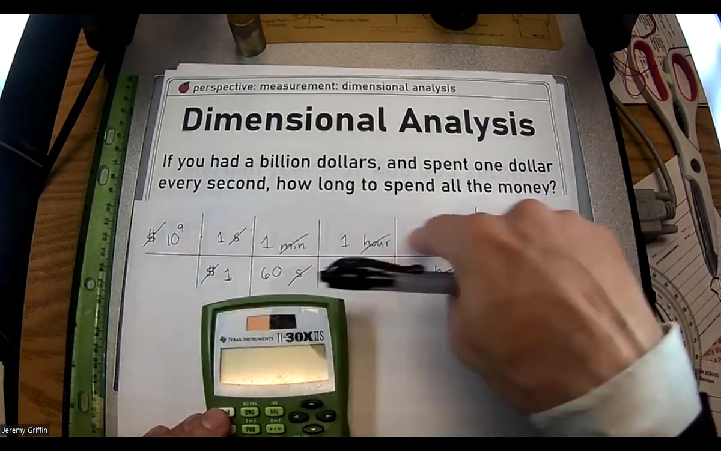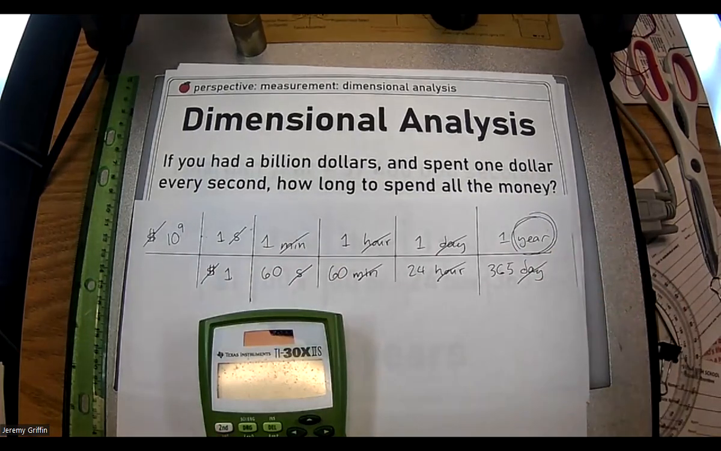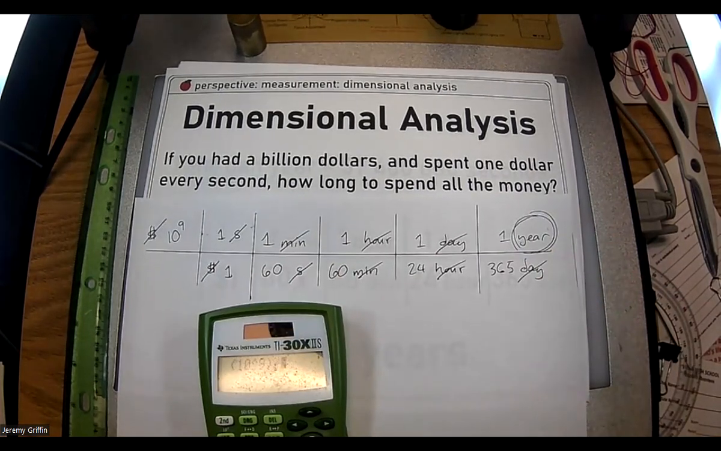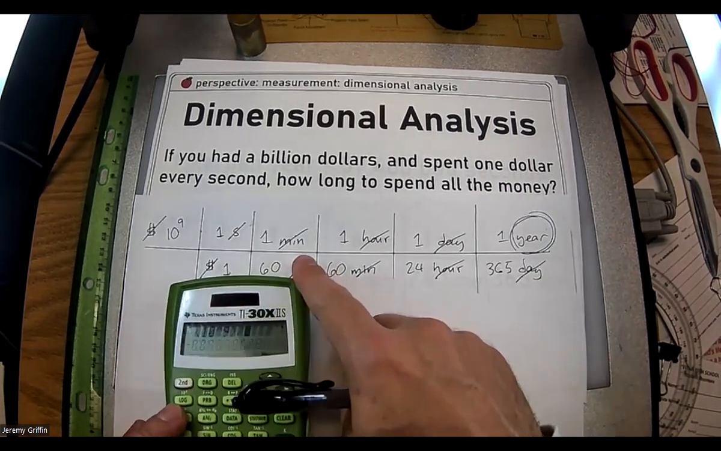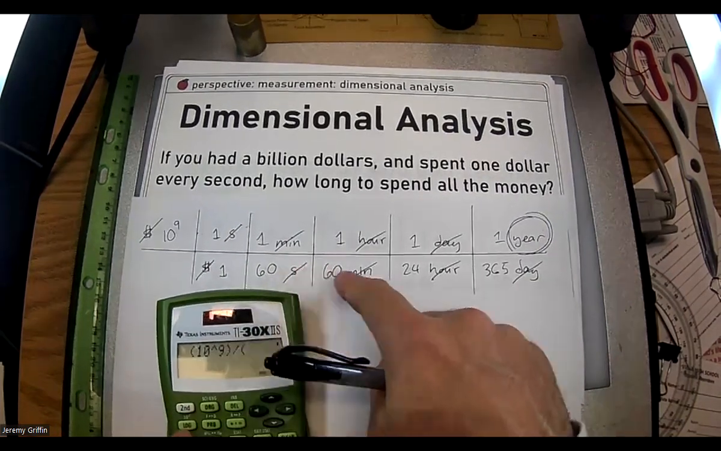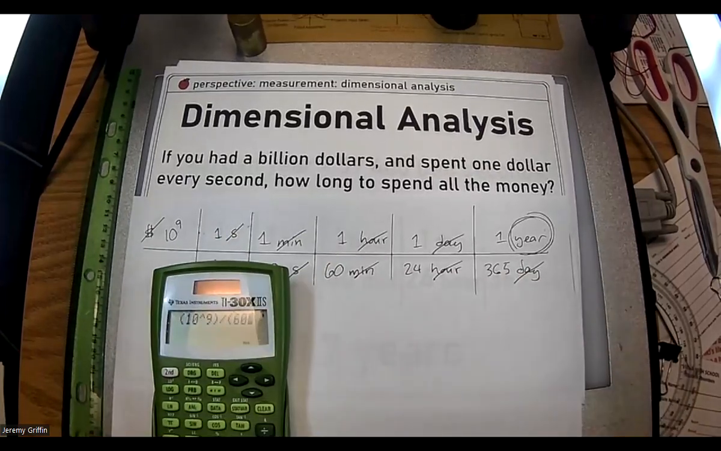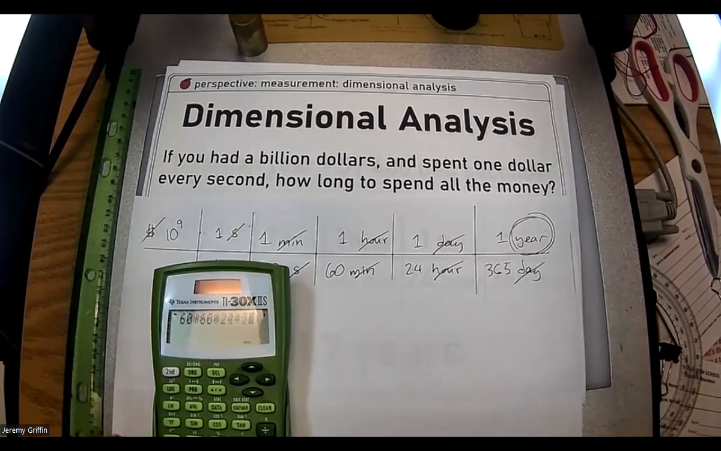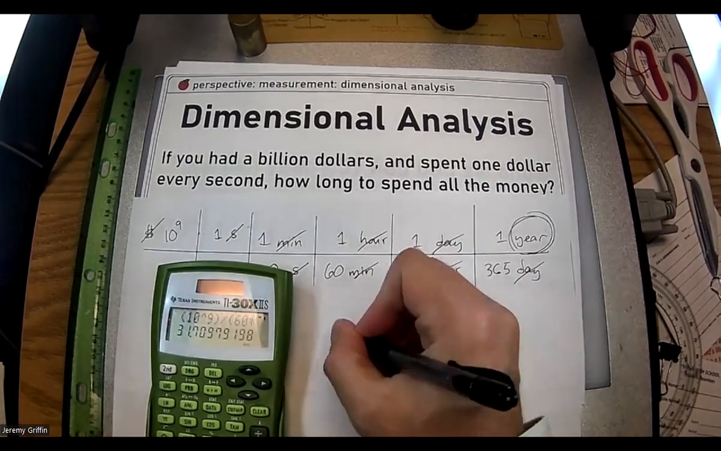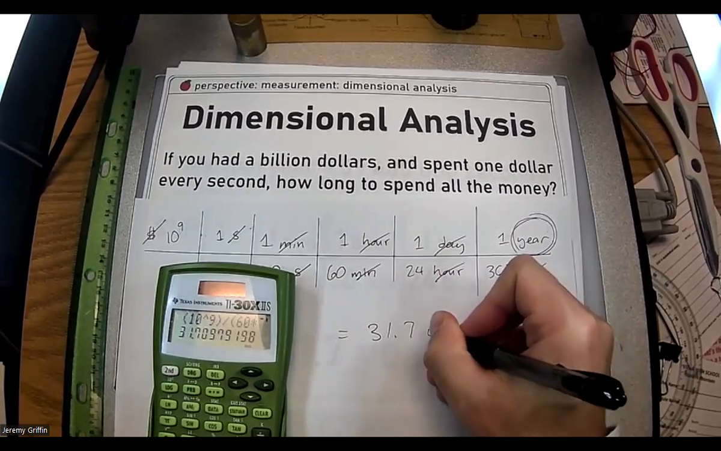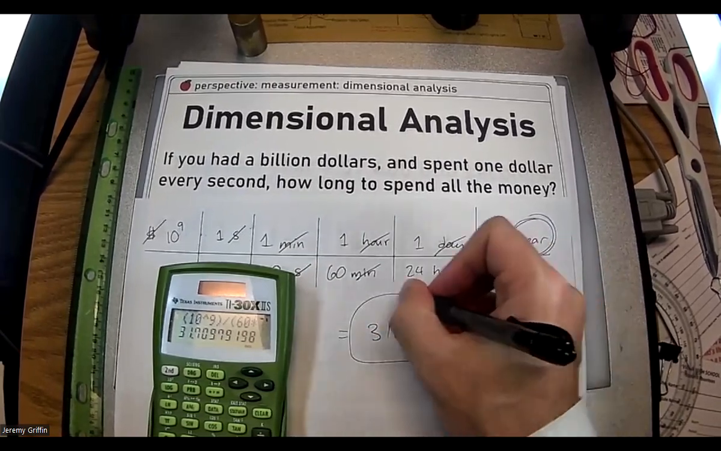Calculator time: multiply across the top, divide all the stuff down here. Let's try this out. Open parenthesis, 10 to the power 9, close parenthesis, divided by. Now I've hit divide, I'm going to open up a parenthesis and multiply all this stuff together, so it's all grouped together in the denominator. 60 by 60 by 24 by 365. I'm getting 31.7, and the unit is years. So there you go.